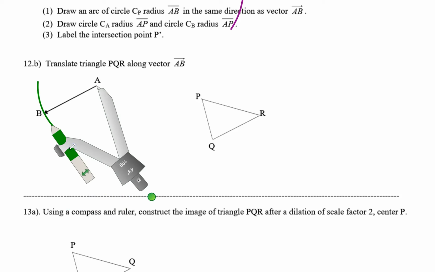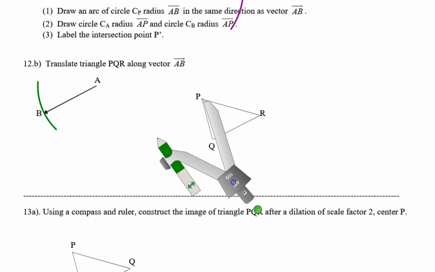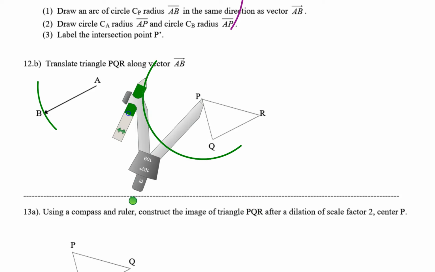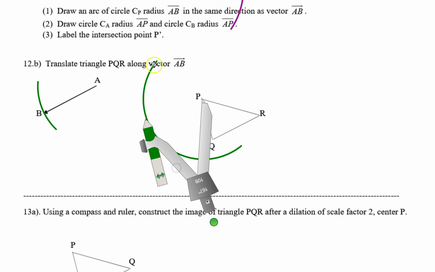Now the first point I'm going to translate is point P. By keeping this the same, the first construction I'm really doing is helping me get the distance right that I'm going to be traveling. So the point that will end up being P prime will be somewhere on this arc.